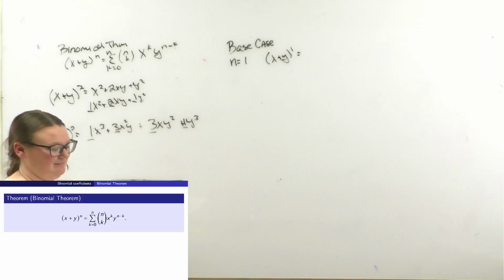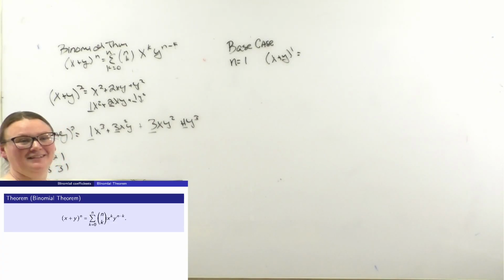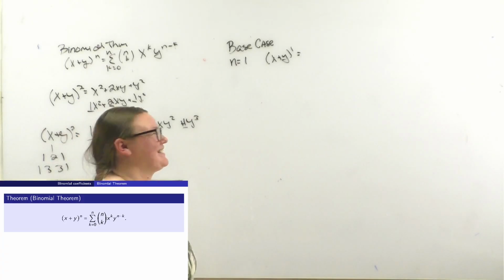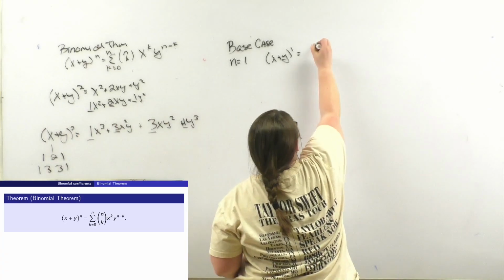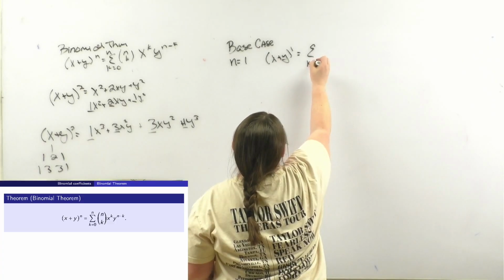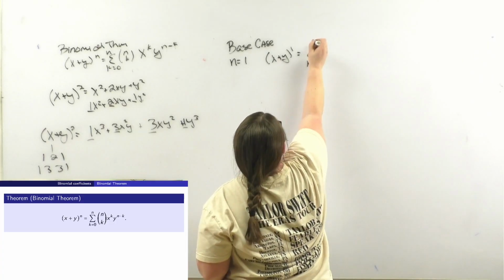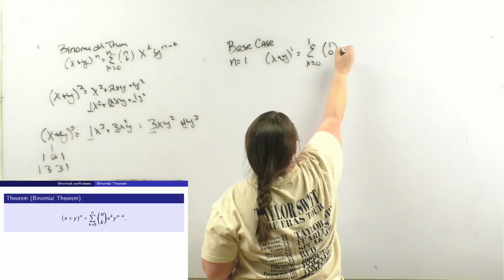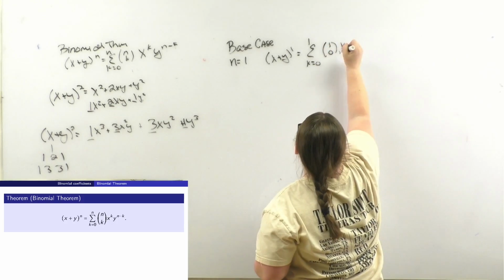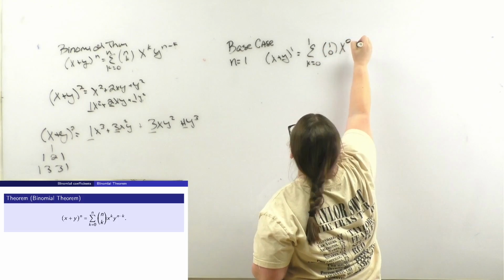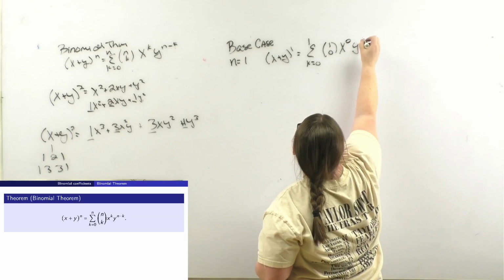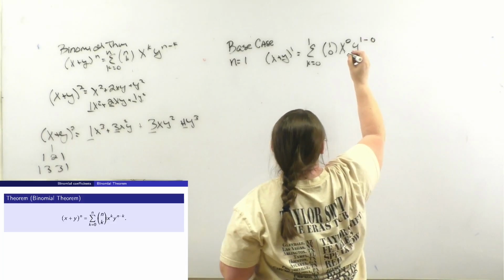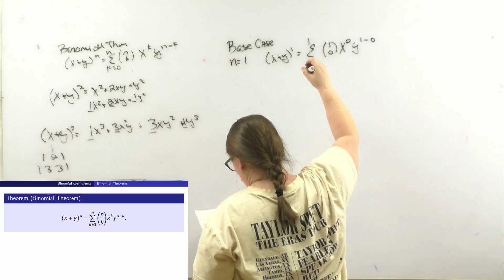Well, I'm still going to do it with 1. Nice job, guys. We're going to do 2 base cases. Strong induction. n equals 1, right? So then I have 1 choose 0, x to the 0, y to the 1 minus 0. What do I end up with? Why did that happen?